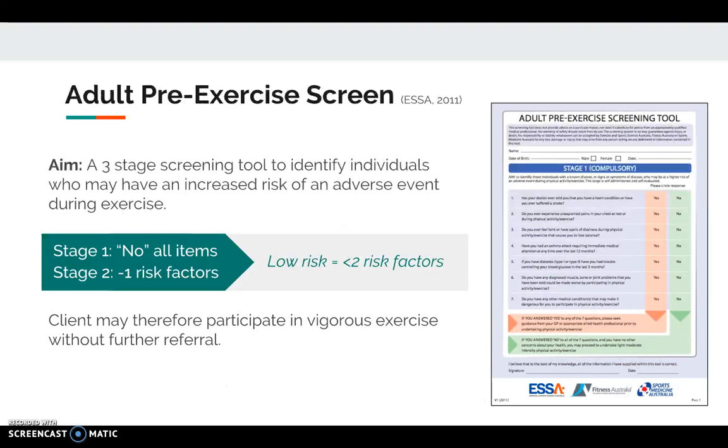The Exercise and Sports Science Australia Adult Pre-Exercise Screen is a 3-stage assessment used to identify individuals who may have an increased risk of an adverse event while exercising. Stage 1 is self-administered and compulsory, while stages 2 and 3 are administered by the treating practitioner and are optional. If the client answers no to all stage 1 items, they may participate in moderate exercise. For stages 2 and 3, the client must accumulate less than 2 risk factors to participate in vigorous exercise.